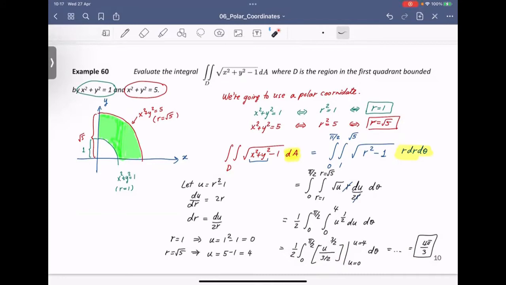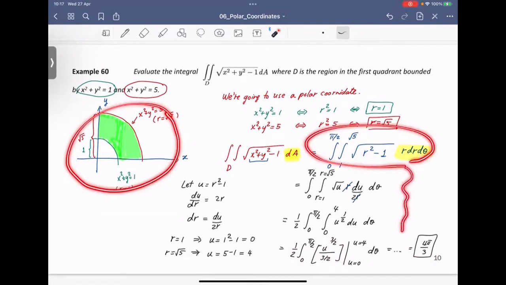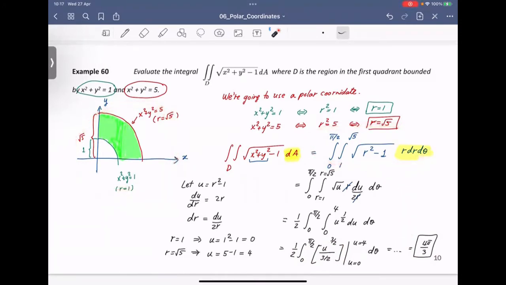So you can see that it's a long question, but not much new concept. So you just need to draw a picture first, set up the integral, and then integrate it. Okay, that's all you need for this question. So any question on example 60, the first question for today? Any step you want me to clarify more? Anything else?